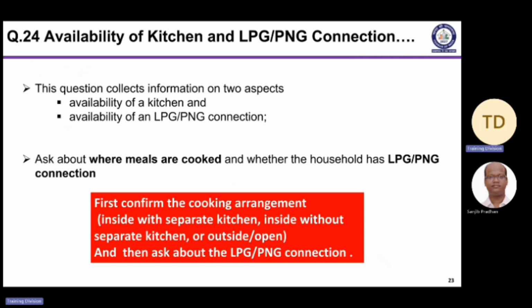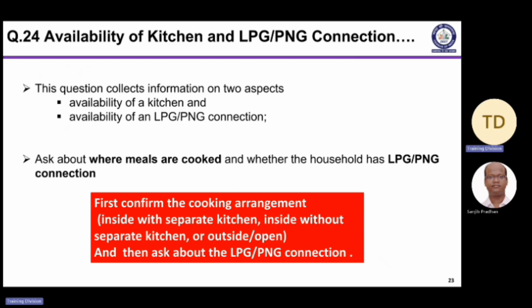It's not like that. So this question has 2 parts: availability of kitchen, and whether that household has a connection of LPG or PNG. In this question, it is not about the main use, but whether that household has an LPG or PNG connection. So 2 parts are there. First the enumerator has to ask where their meals are being cooked. Even if it is inside, whether they have a separate kitchen, or are they cooking in the drawing room or some part of the place. So kitchen availability is important in this question.